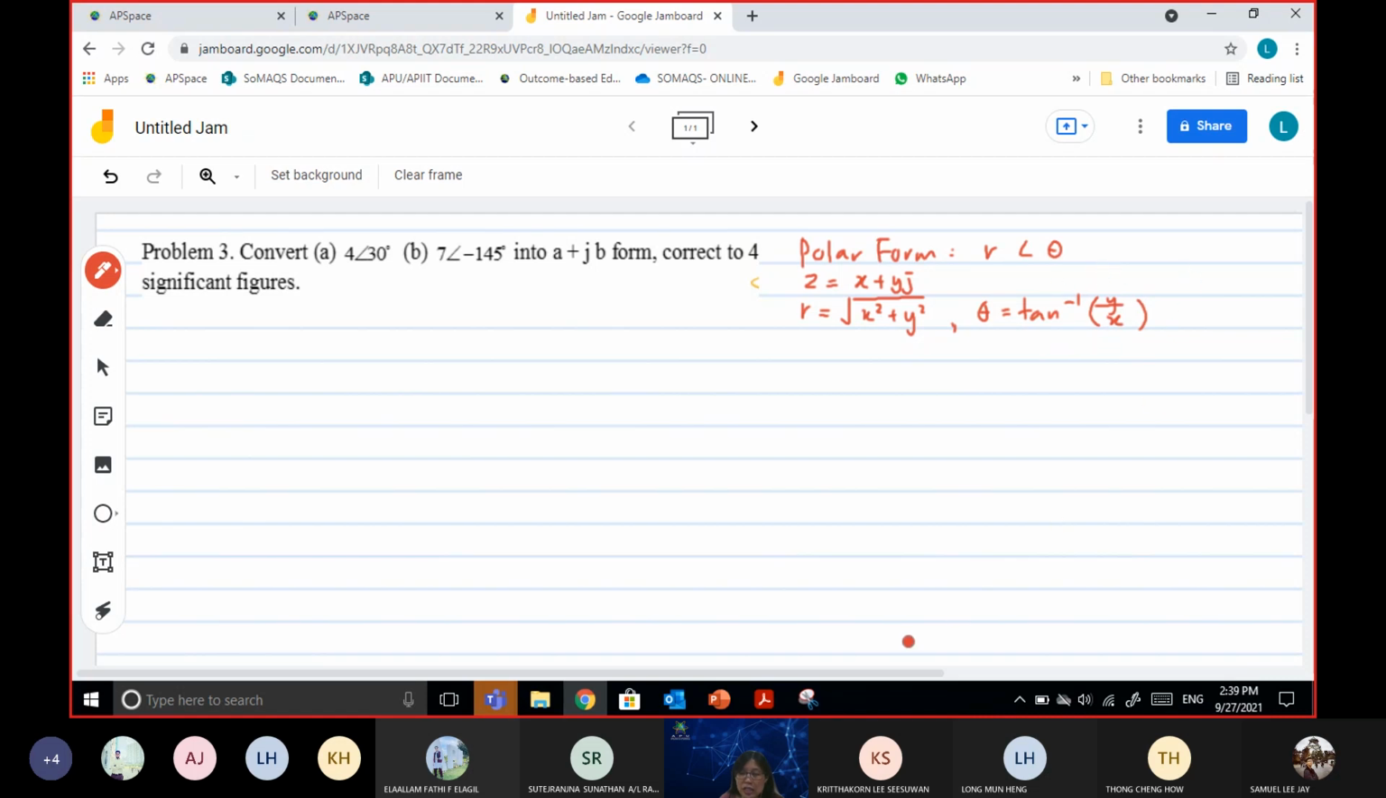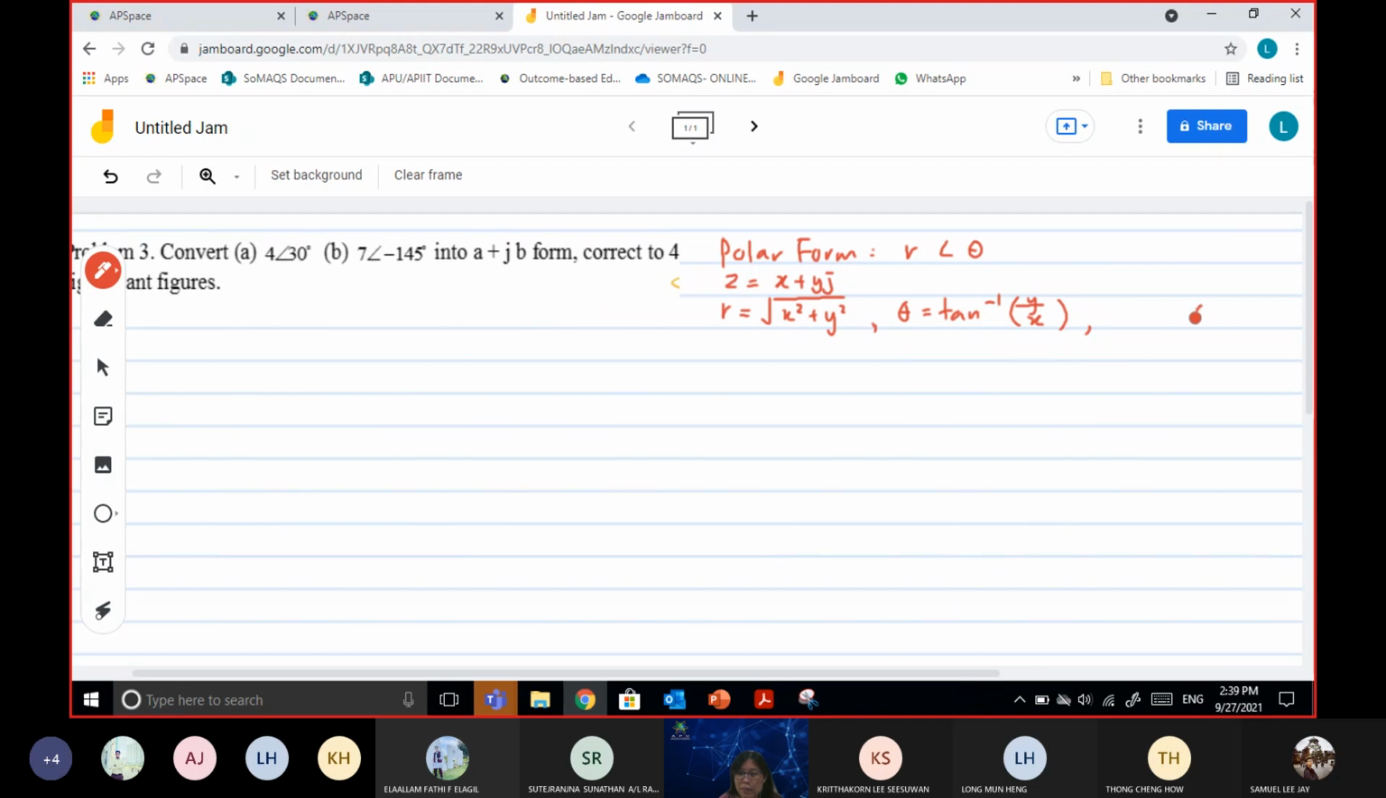Then for the theta, we practice a principal value, which is from negative pi to pi. So when we express the angle, the argument, for the first and second quadrant, we express it as a positive angle, anti-clockwise, always measured from the positive x-axis. For the third and fourth quadrant, we express the angle as a negative angle. So this is a principal value.